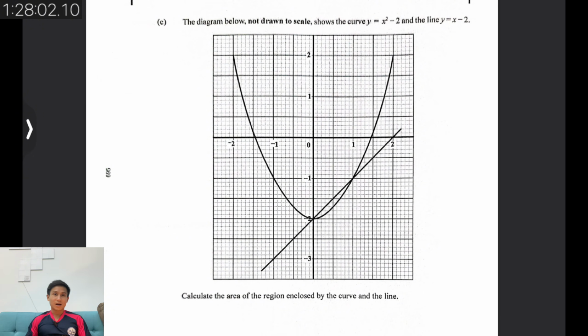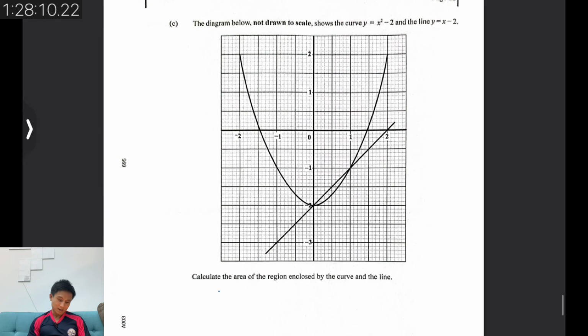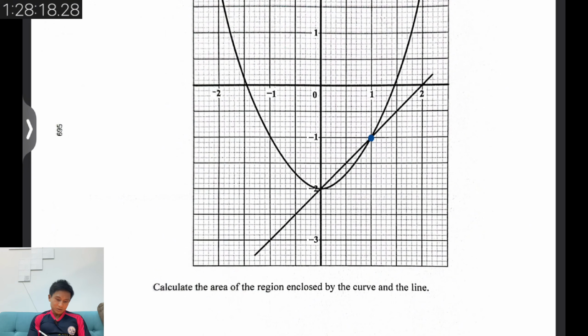I'm at 1 hour and 28 minutes now. The diagram below, not drawn to scale, shows the curve and the line y equals x minus 2. Calculate the area of the region enclosed by the curve and the line. Okay, so basically it's just these two and we are finding this area.